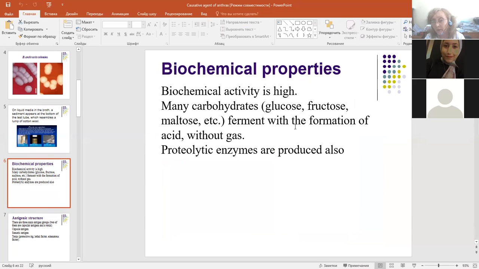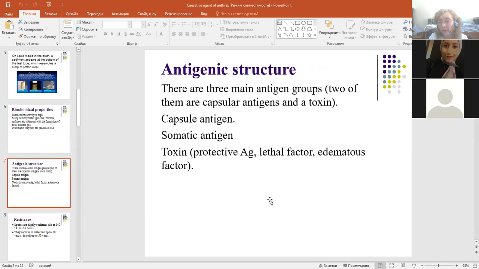Biochemical properties: biochemical activity is high. They are able to ferment many sugars, and proteolytic enzymes are also produced. Antigenic structure: there are 3 main antigen groups. 2 of them are capsular and somatic antigens, and the third is toxin: protective antigen, lethal factor, and edema factor. They are named factors, but really they all have toxic properties. And because of production of these factors, sometimes a lethal outcome develops very soon in case of anthrax.